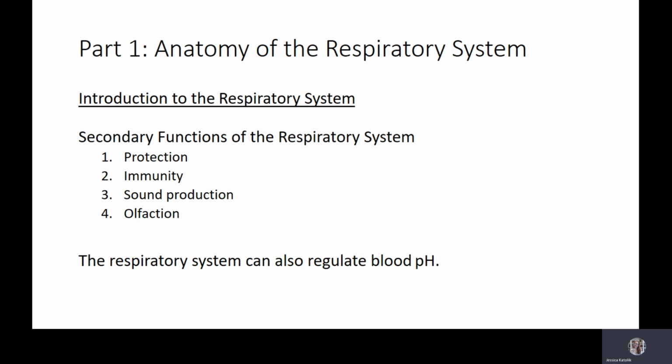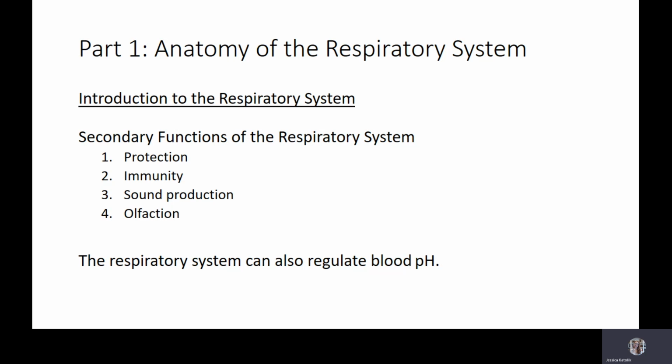Sound production. The respiratory system is responsible for sound production, vocalization using our vocal cords, and also different sounds that can be produced by the mouth. We'll go into that in more detail when we talk about the larynx. And in the last chapter, we learned about olfaction, the nerves and receptors responsible for our sense of smell. Those are located in our respiratory system.